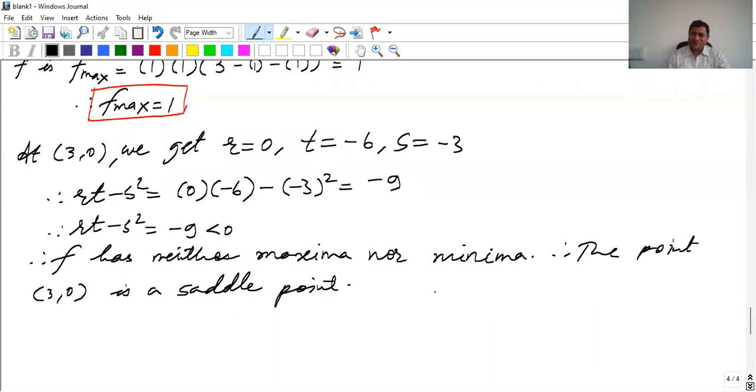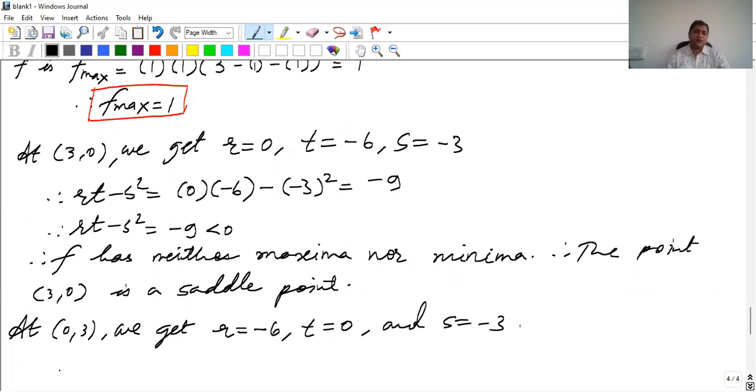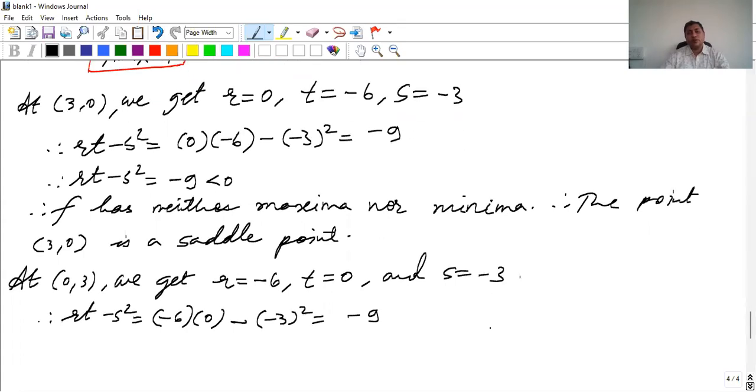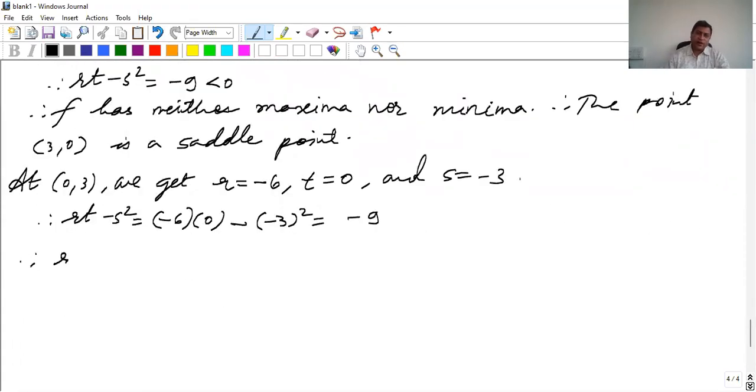But this one, so what will happen at 0 comma 3? So at 0, 3, we get R is going to be minus 6. T is going to be 0. And S is equal to minus 3. So what will happen? RT minus S square. This is minus 6 into 0, minus of minus 3 square. So again it is minus 9. And hence, RT minus S square is equal to minus 9, which is less than 0.